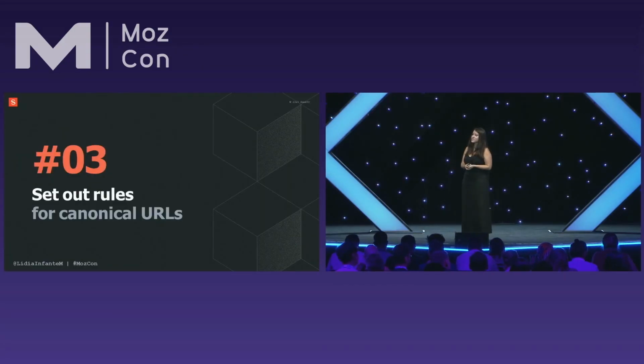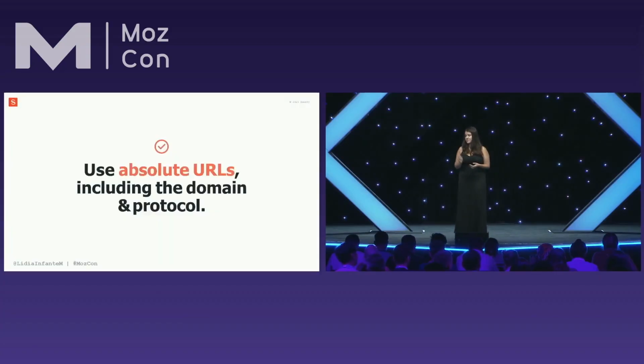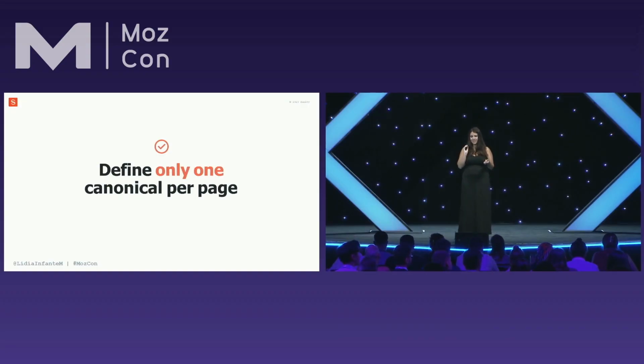Now, you're going to need to set out rules for canonical URLs, and this is even more important if you're in e-commerce. Remind your developers to use absolute URLs. This means include the domain and the protocol, and tell them to define only one per page.